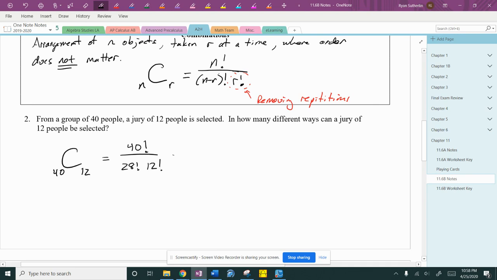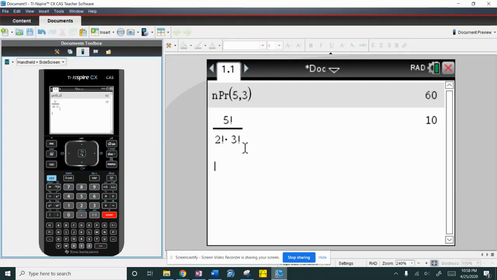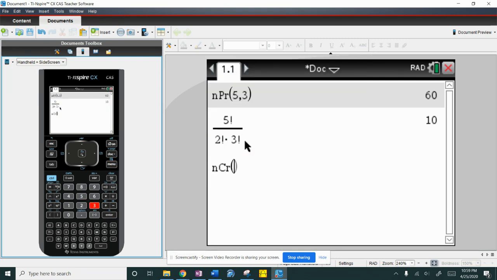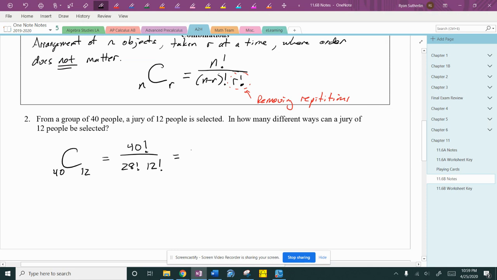You could plug into the calculator like this, but what I always tend to do is to go menu, probability, number 3 is my combinations. We're doing 40 choose 12, and we've got a lot of combinations. There's over 5 billion ways that can be selected. So it was 5,586,853,480 different ways.